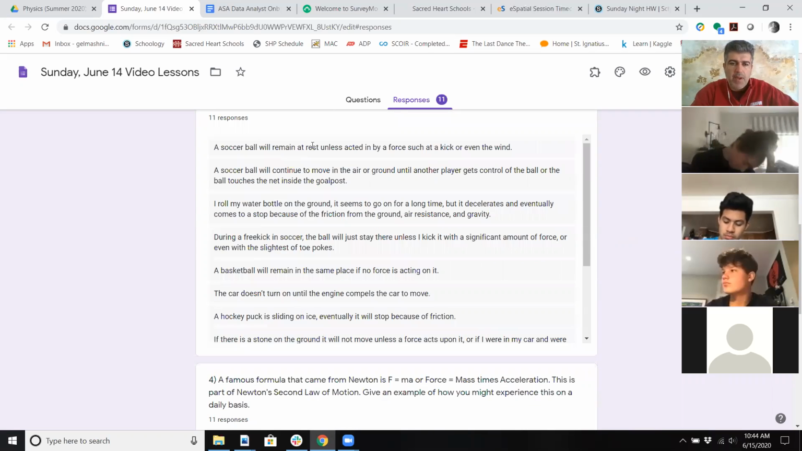Applications, yeah, a soccer ball will be at rest unless activated and you kick it, great. Or the wind might move it.